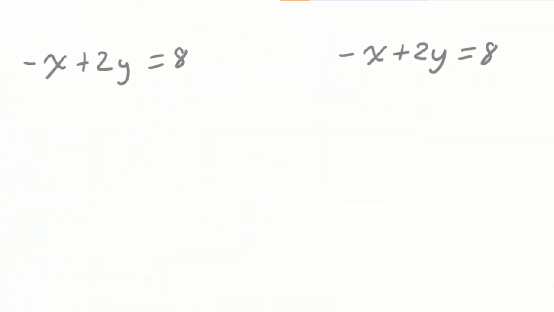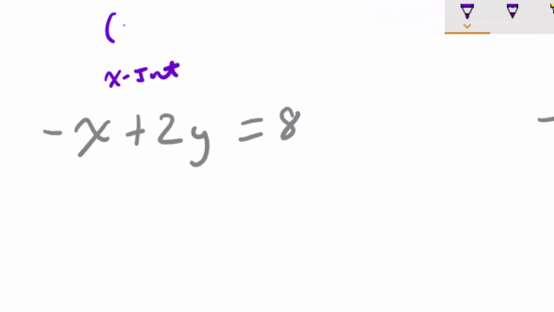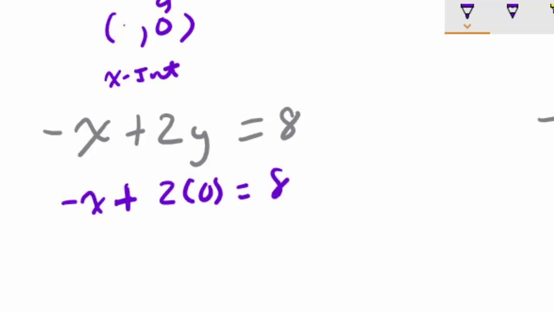Okay, for this next example, we're going to graph using the intercept. So on the left-hand side, I'm going to solve for the x-intercept. And on the right one, I'm going to solve for the y-intercept. Now remember, the x-intercept occurs when you have a 0 in for the y value. So we're going to place a 0 in for y and solve for x.